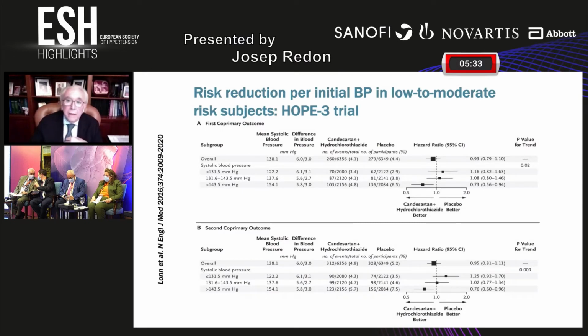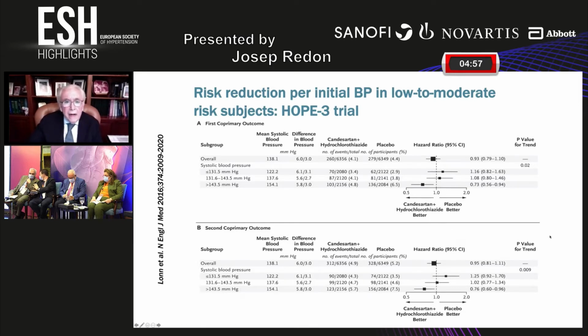One of the last and big trials, also in patients with low to moderate risk, is the HOPE-3 trial. Here we have another piece of information: only subjects with systolic blood pressure higher than 143 millimeters of mercury had a beneficial impact in the first co-primary outcome and also in the second co-primary outcome. In other words, only subjects with systolic blood pressure higher than 143 millimeters of mercury get benefits from receiving antihypertensive treatment.